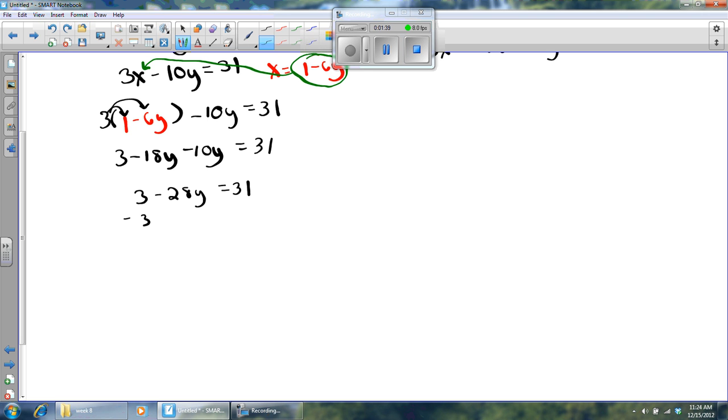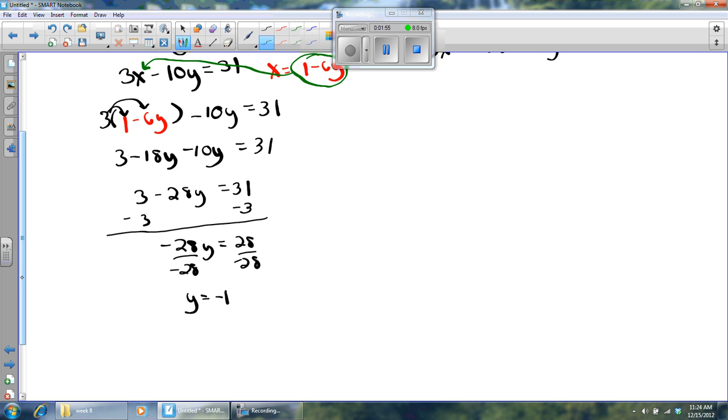Subtract 3 from both sides. I'll get negative 28y equals 28. I'll divide by negative 28 and get y equals negative 1.